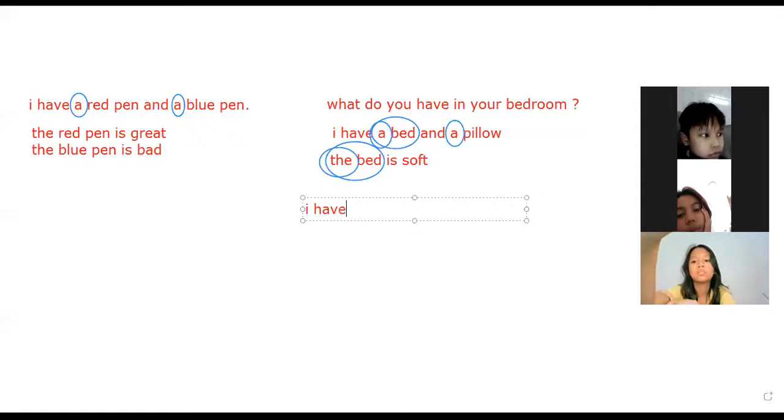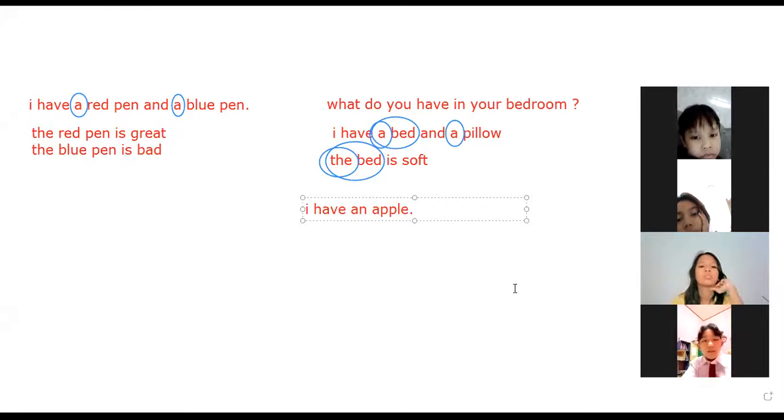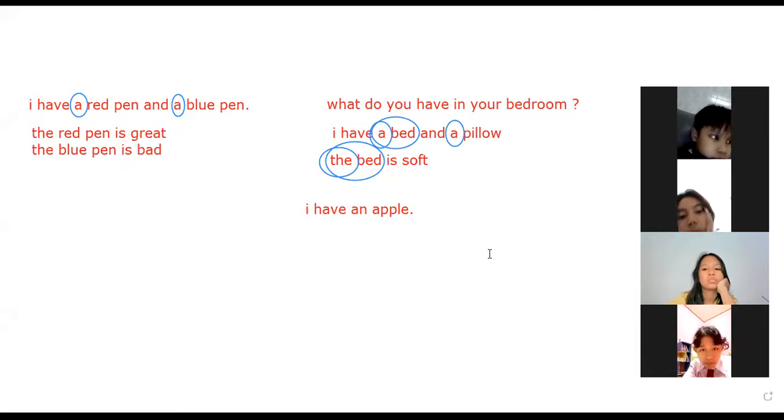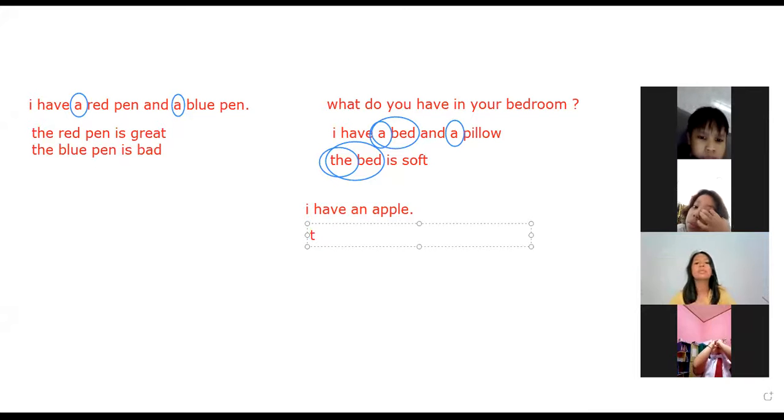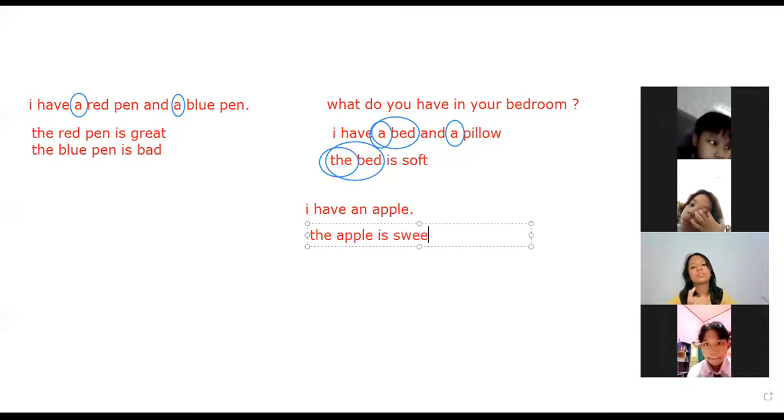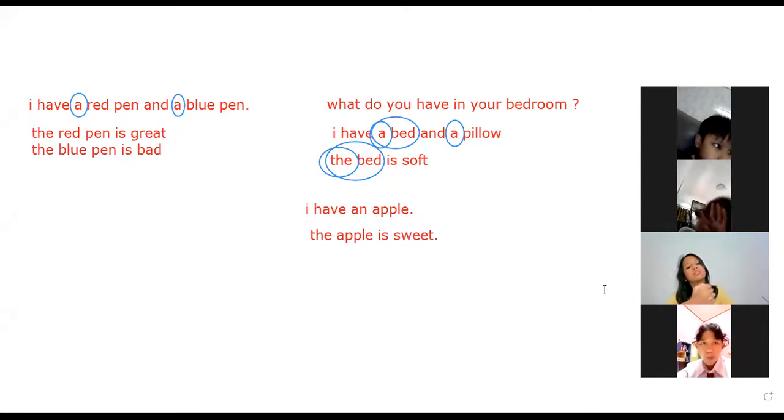I have an apple. So first you must say an apple, okay? I have an apple. Great. But if you want to tell about apple again, you must say the apple, okay? The apple is in the tree.